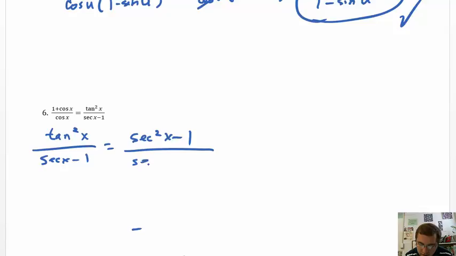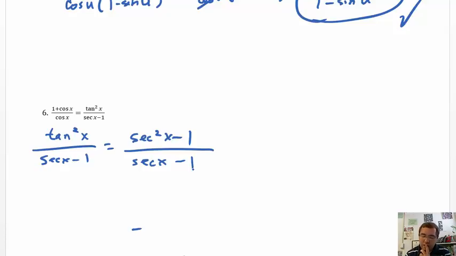Why do I want to do that? Because it's very similar to what I already have on the bottom. I have a secant of x minus 1. Does that mean I can just cancel out a secant, cancel out the 1s, and end up with secant of x? No, because I can't cancel anything that is added or subtracted into the top and the bottom. I can only cancel things that are multiplied. So the way it's written right now, I can't cancel anything.